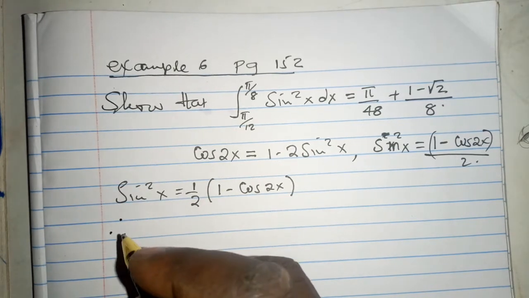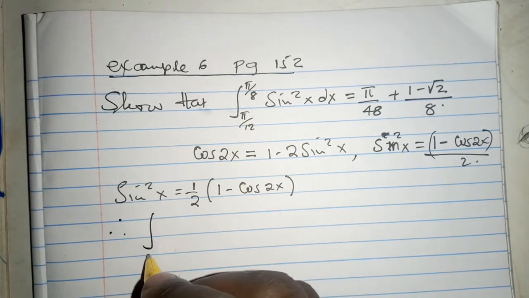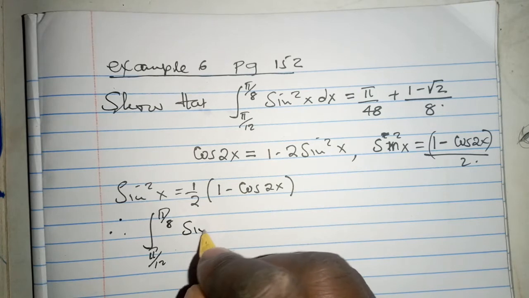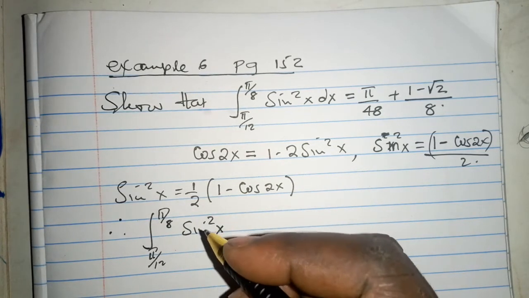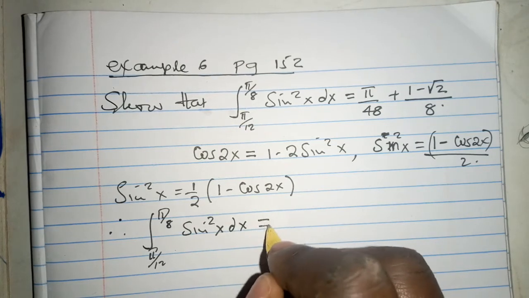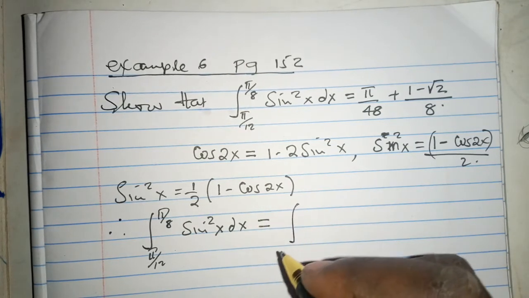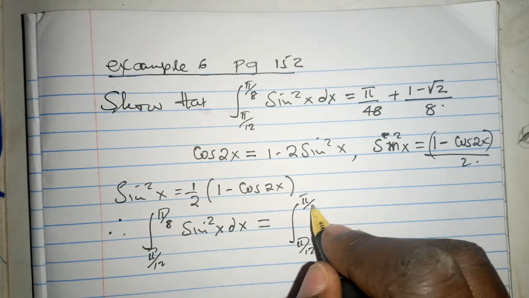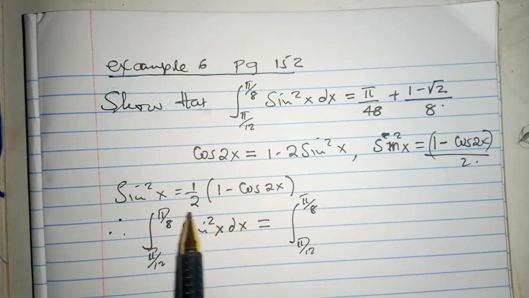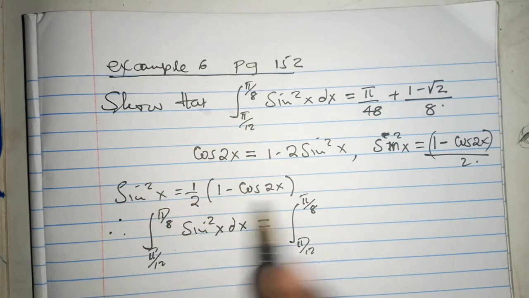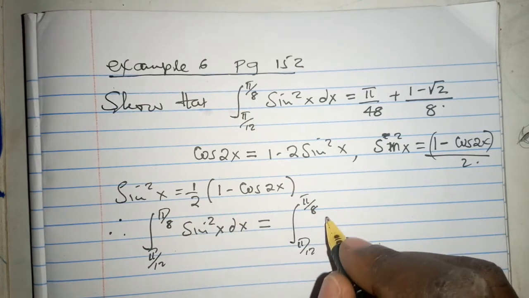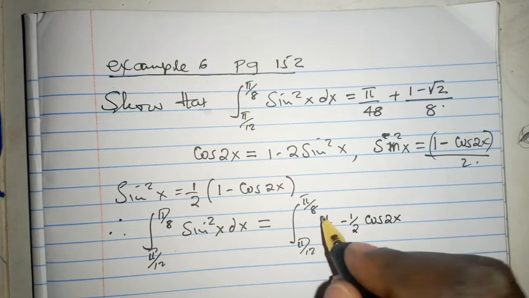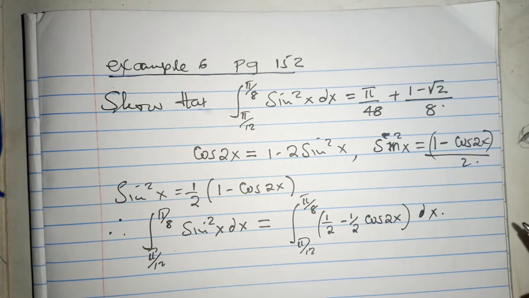So the integral from pi over 12 to pi over 8 of sine squared x with respect to x can be rewritten, the limits do not change, pi over 12 to pi over 8, of what we have found sine squared x to be. We can open this bracket so that we have a half minus a half cosine of 2x with respect to x.